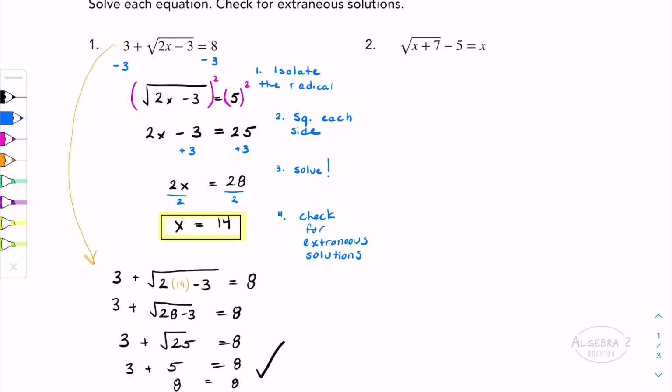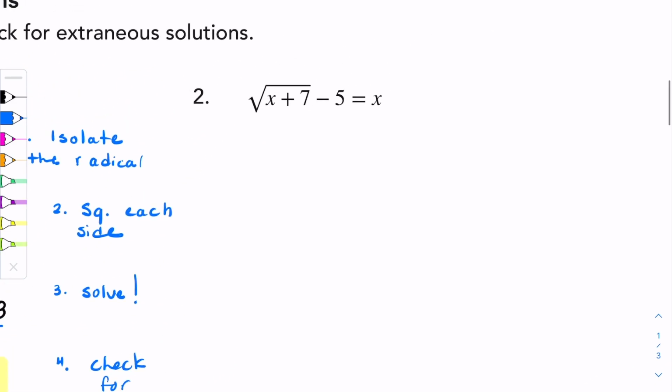For number 2, we have the square root of x plus 7, minus 5, equals x. I'm going to start by isolating the radical, so I add 5 to both sides. This gives me the square root of x plus 7 is equal to x plus 5.